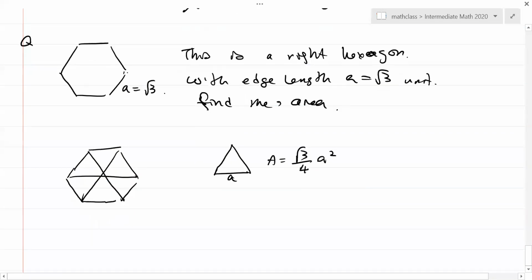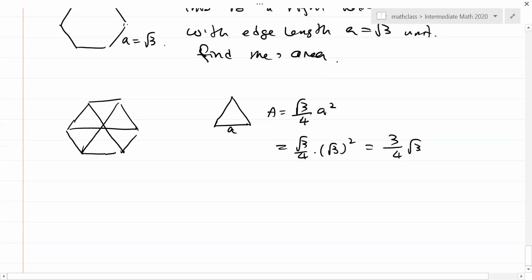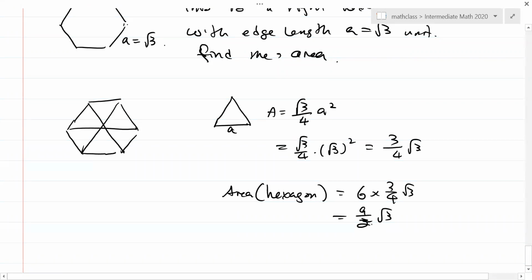Okay, right? So it's square root of 3 over 4 times a squared, and a squared is 3, so it's 3 over 4 square root of 3. So the area of the hexagon is 6 times that. That is going to be 9 over 2 square root of 3. Got it? And the square units. Not 18. Where's 18 from?